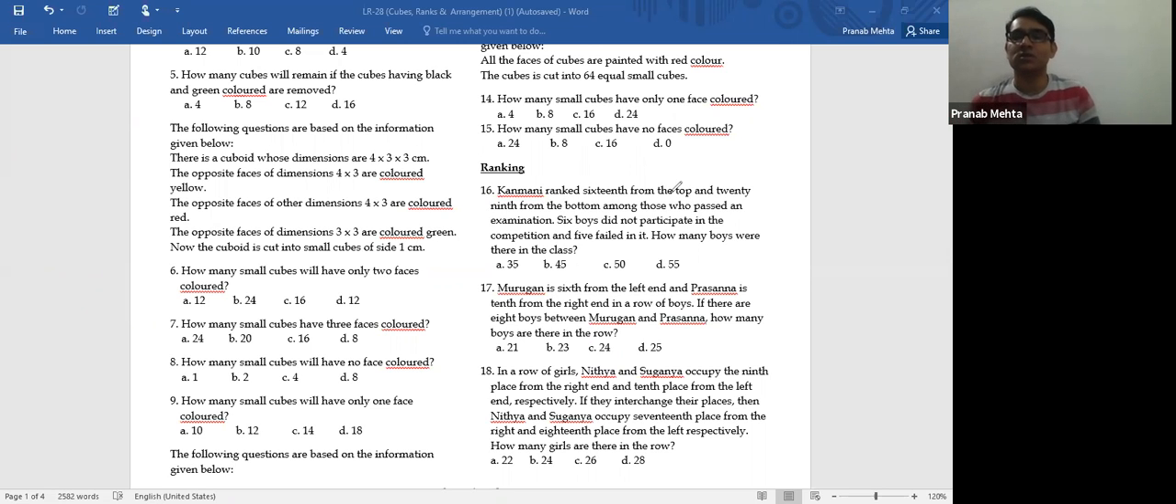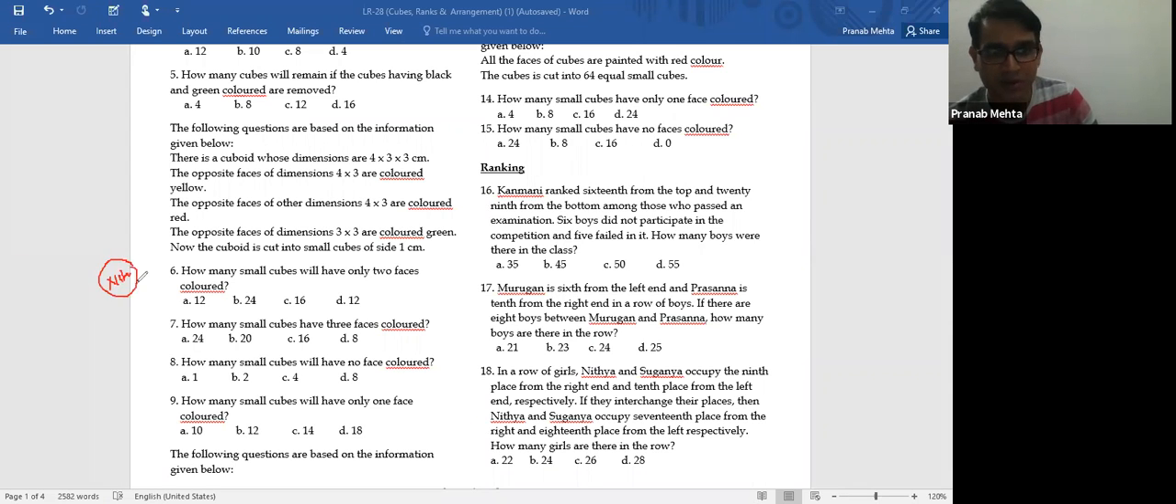Question number 18 is an interesting one, because I thought that 17 is nothing but similar to 18. Let us see. In a row of girls, Nitya and Suganya occupy the 9th place from the right. So Nitya means they are talking about Nitya on the right hand side.